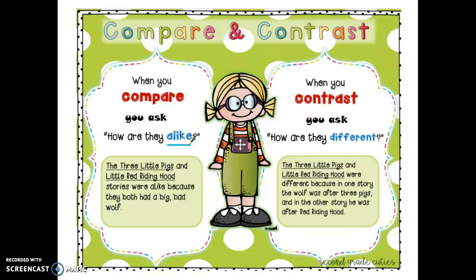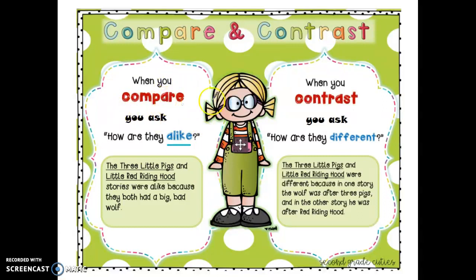Okay, for example, if you were comparing the Three Little Pigs and the story Little Red Riding Hood, you could say the Three Little Pigs and Little Red Riding Hood stories were alike because they both had a big bad wolf. Okay, so that's how they were similar or alike.